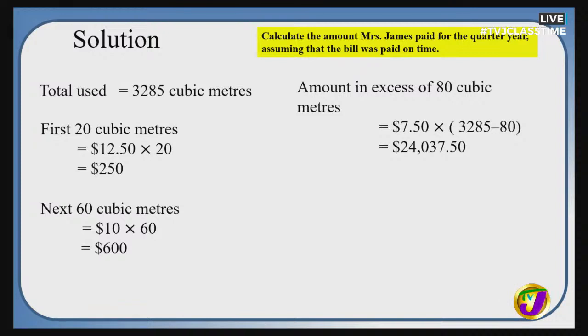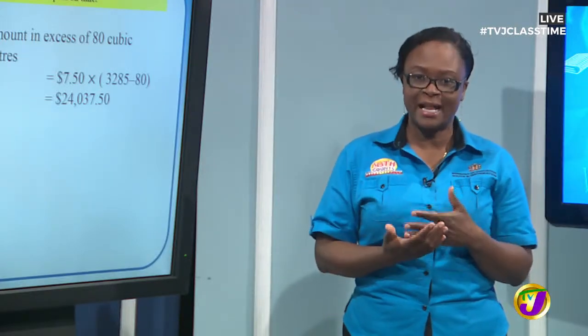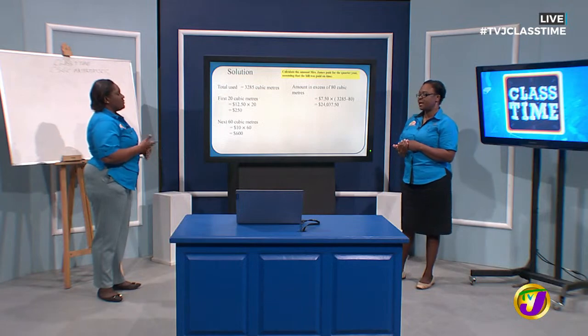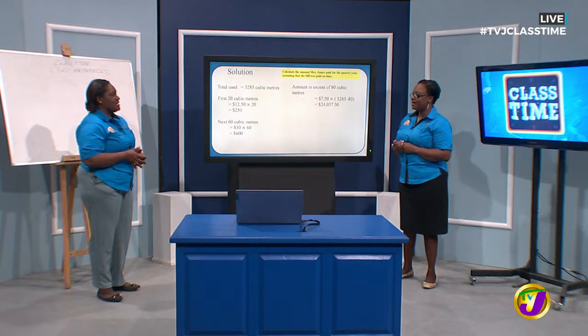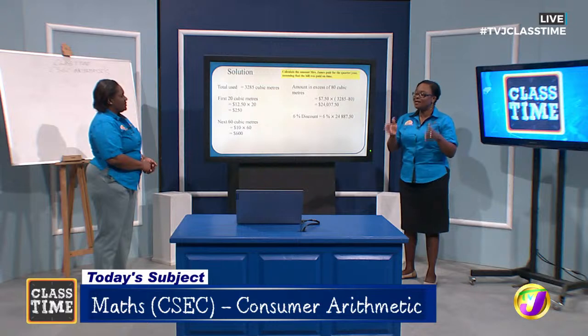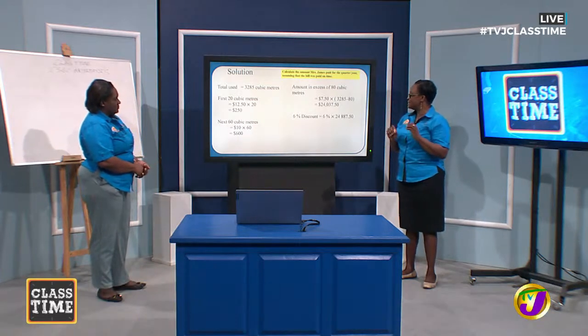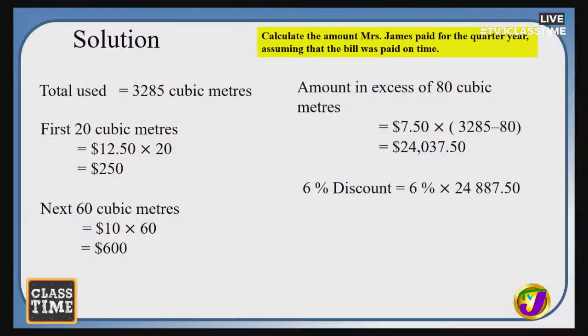Okay, good. And so again, it is a basic calculation. Once we understand the problem, we go to our basic calculations. All right. So bear those in mind. As we would have been saying, consumer arithmetic is everyday mathematics, so we can relate to it as we move into doing the calculation. Yes. So what, we forgot. If we pay the bill on time, we get a 6% discount.